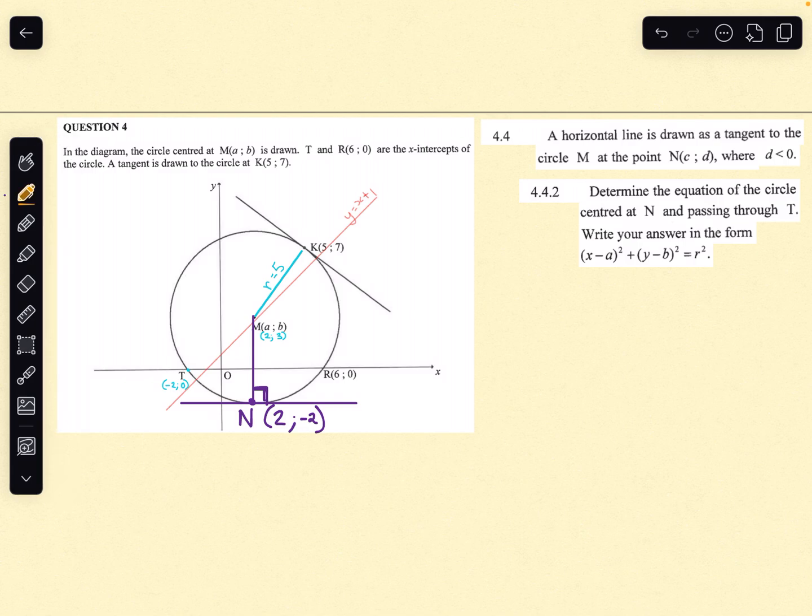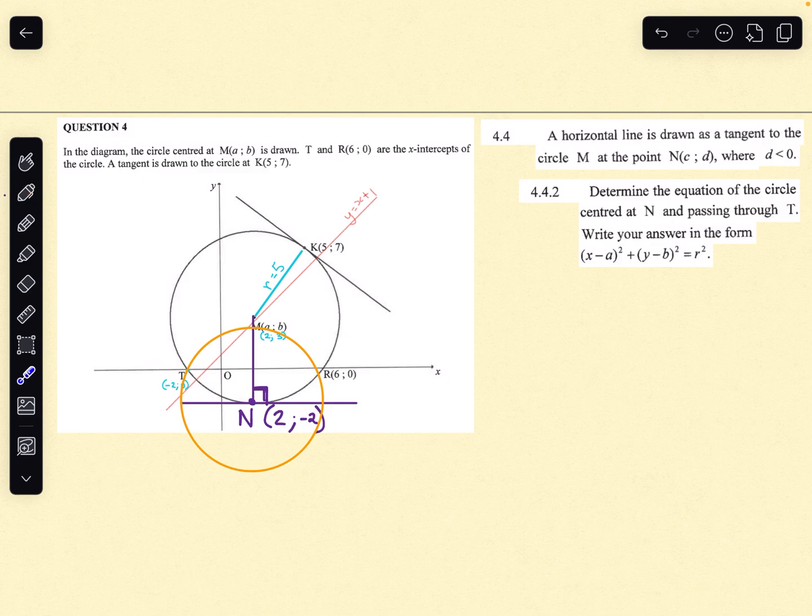So it's centered at N and it passes through T. Oh, why are you drawing a line? A horrible circle. Centered at N, passing through T. So maybe something like that. That looks convincing enough.